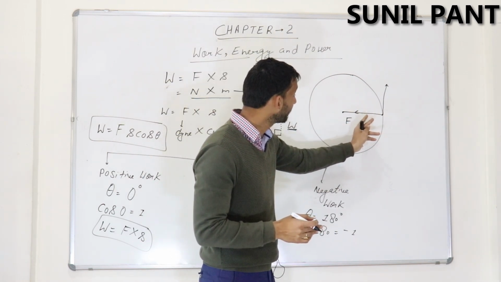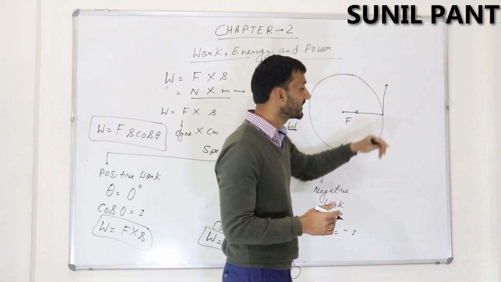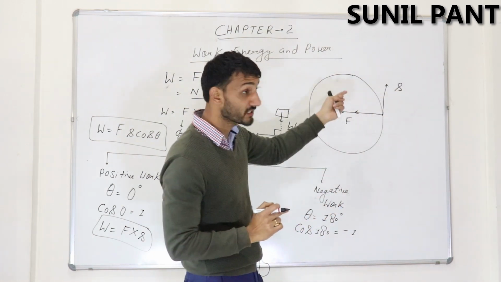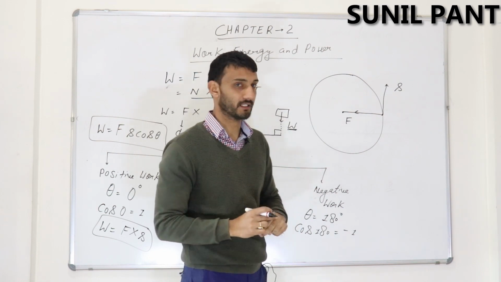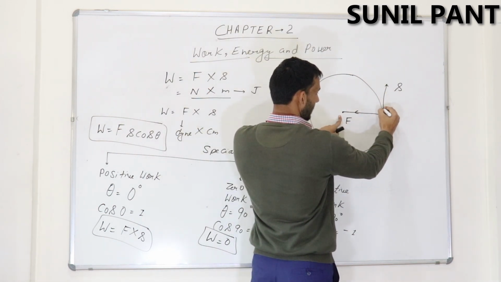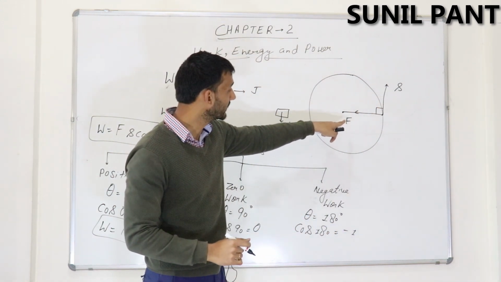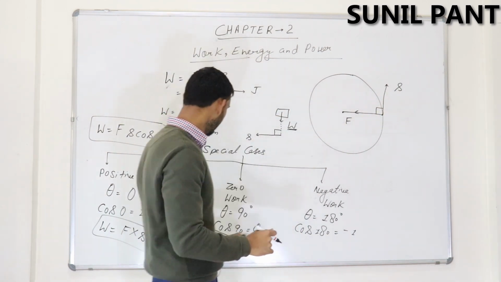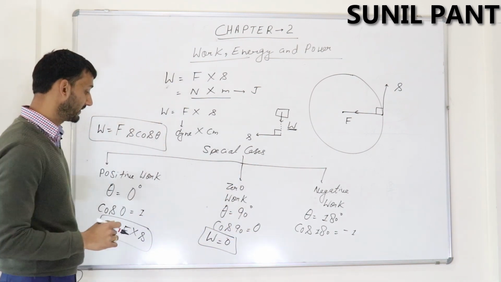If at any point of time you cut this thread, the displacement of the object will take place along the tangential direction. So this is the displacement of the object along the tangential direction, which is also the direction of the velocity. As you can see, this radius and this tangent are perpendicular to each other. So in this case the angle between force and displacement, theta, is 90 degrees, cos 90 will be 0, and work done will be 0.